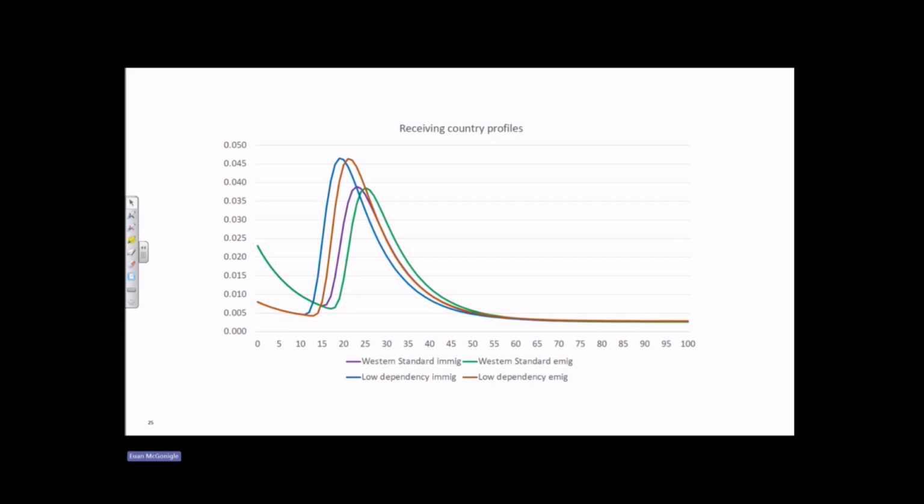What else can I say? And then the way we shifted is we just took a model migration schedule. I don't think I need to explain it. But these are all parameterized models, and there's one parameter that adjusts the location of the peak. And so I just shifted it one way or the other.